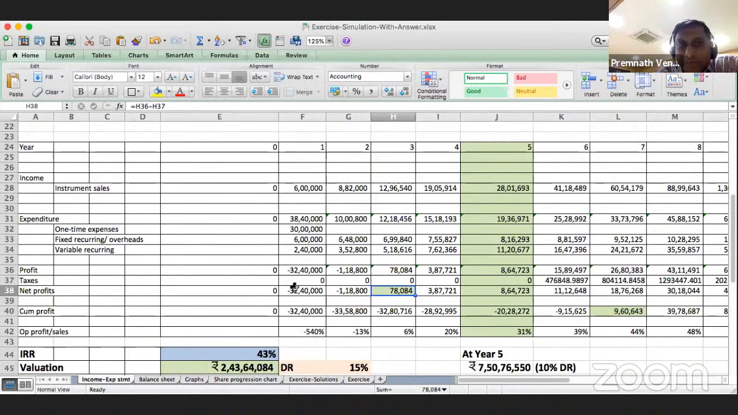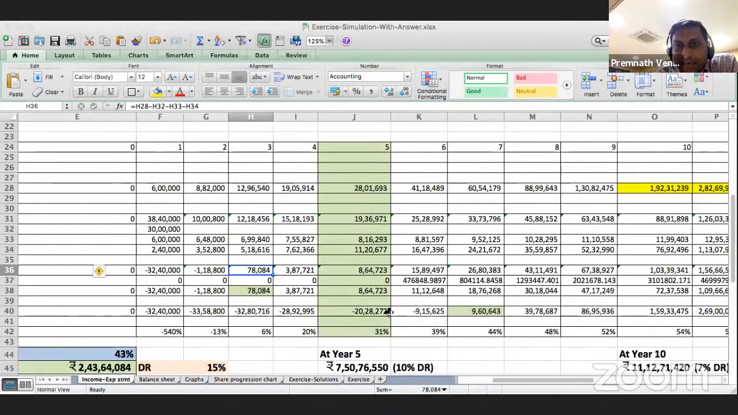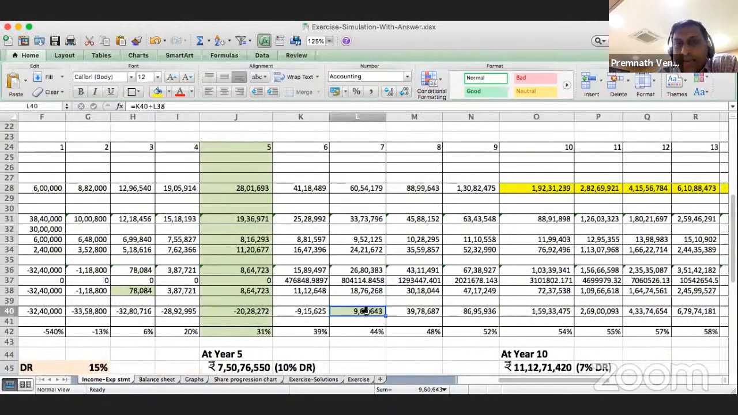So you can see it progress. You can see income progress, sales progressing, expenditure progressing, profits changing to positive here in year 3, and cumulative profits keep negative until year 7 here, where it turns positive after he has earned enough profits to make up for the cost, or the losses that he made in the first year. So this is what the picture looks like.